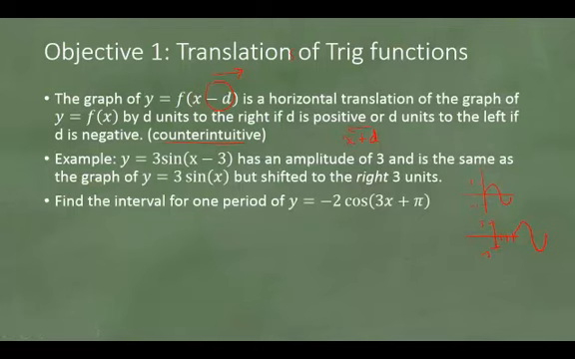Find the interval for one period of y is equal to negative cosine of 3x plus pi. We've already done this, but let's just make sure we can still do it. Remember, we were supposed to set up an inequality. Usually the period is between 0 and 2 pi. So we're going to take this 3x plus pi, and we're going to solve for x. We're going to subtract pi from all three sides.